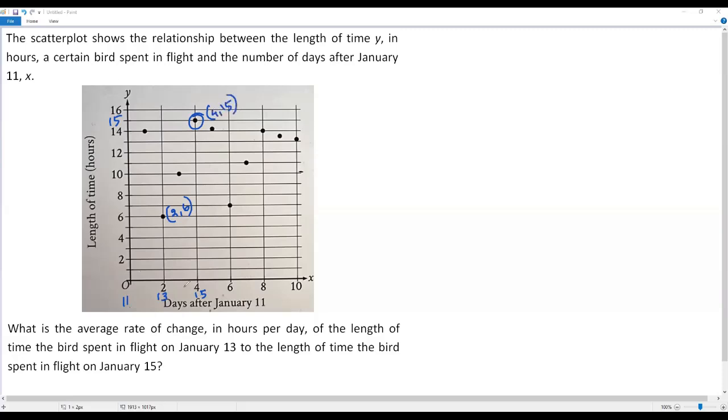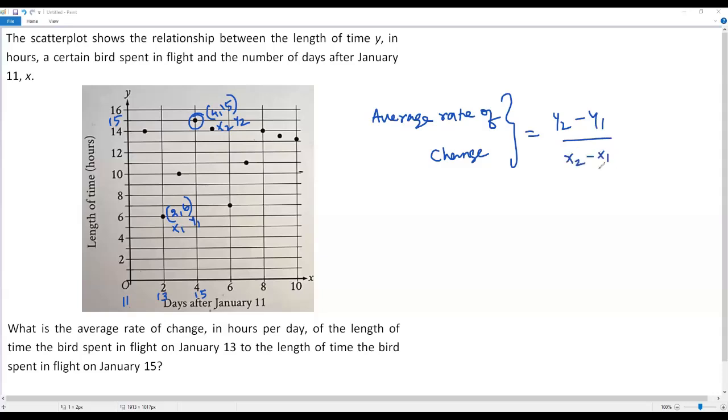Since we want to find the average rate of change between these two values from 2 to 4, there is a formula to find the average rate of change when we know the 2 points in the xy plane. So let's consider the first point as x1, y1, that is (2, 6), and the second point (4, 15) as x2, y2. So then the formula for average rate of change is equal to y2 negative y1 over x2 negative x1. This is nothing but the slope formula.